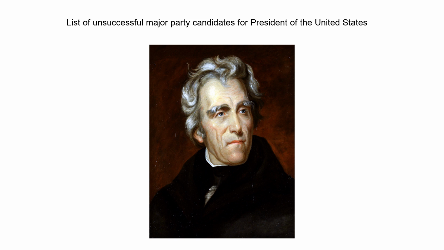7 different third parties have nominated a candidate who won at least 10% of the electoral vote or at least 10% of the popular vote in a single election, and who was not nominated by a major party in that election. 2 of those candidates, Theodore Roosevelt and John C. Breckinridge, finished with the second highest share of the electoral vote.